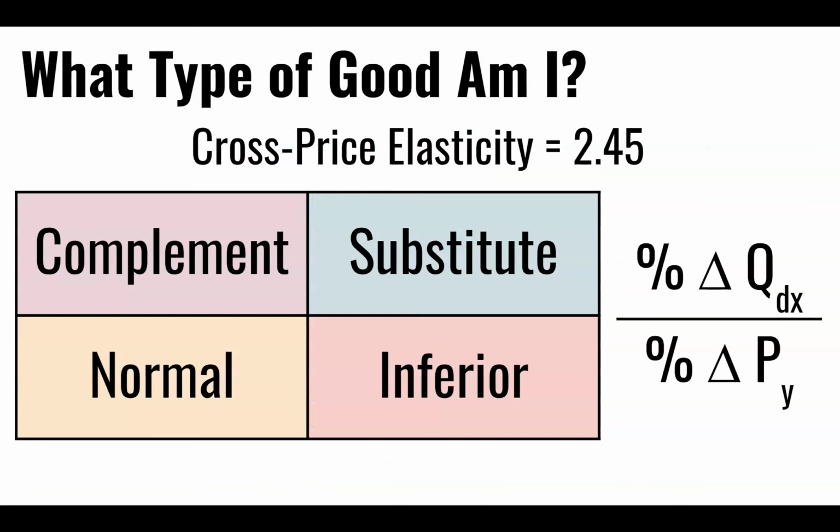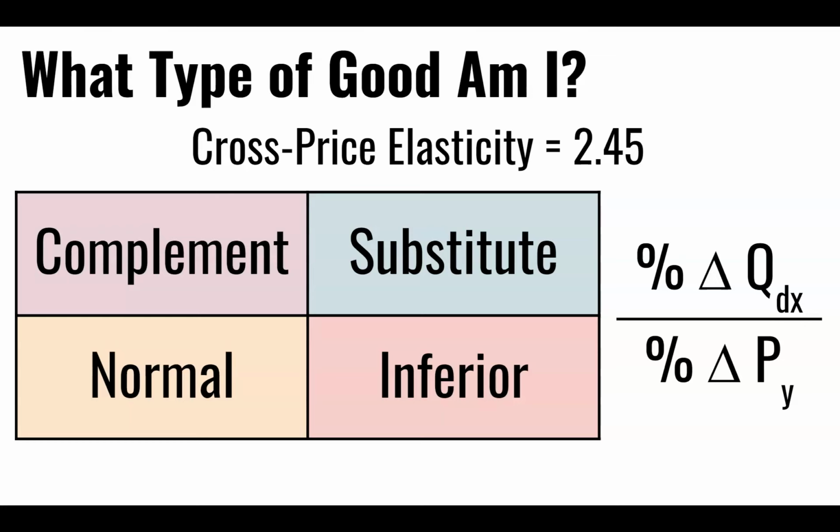Here's a little bit of practice again, like some of our other lessons. Go ahead, press pause here in just a moment and see if you can answer the question on your own, and then press play to see how you did. If I told you we have cross price elasticity of 2.45, what type of good are we talking about? And again, using that formula will help you. So go ahead and press pause, come up with the answer, and then press play.